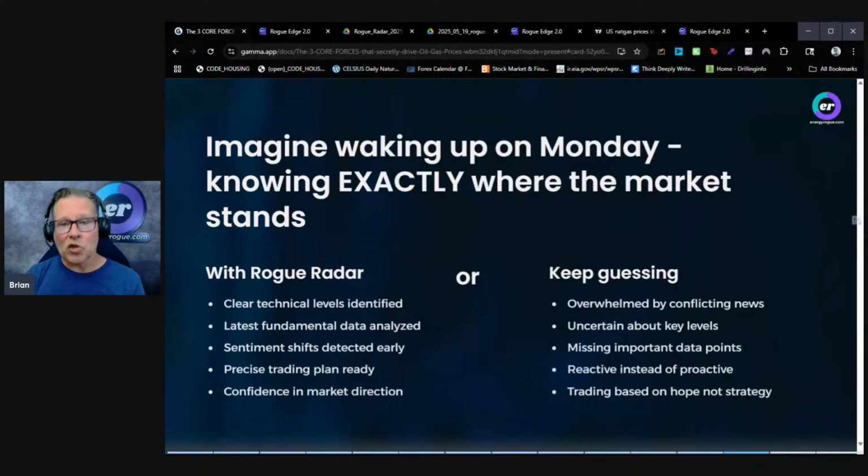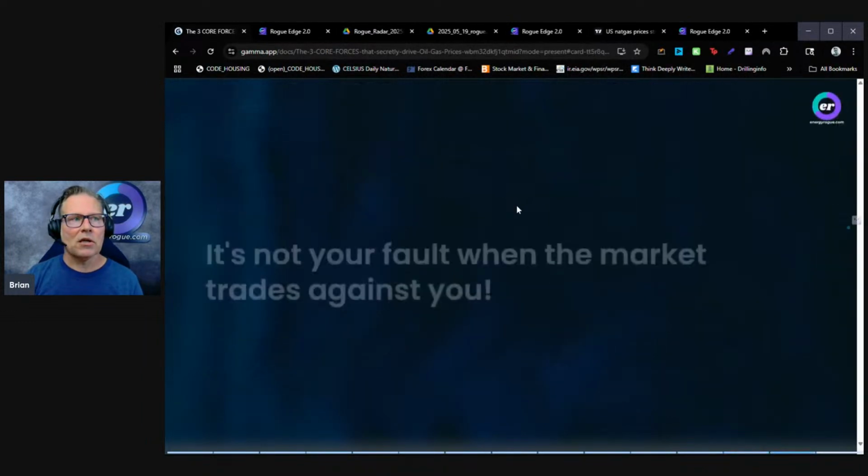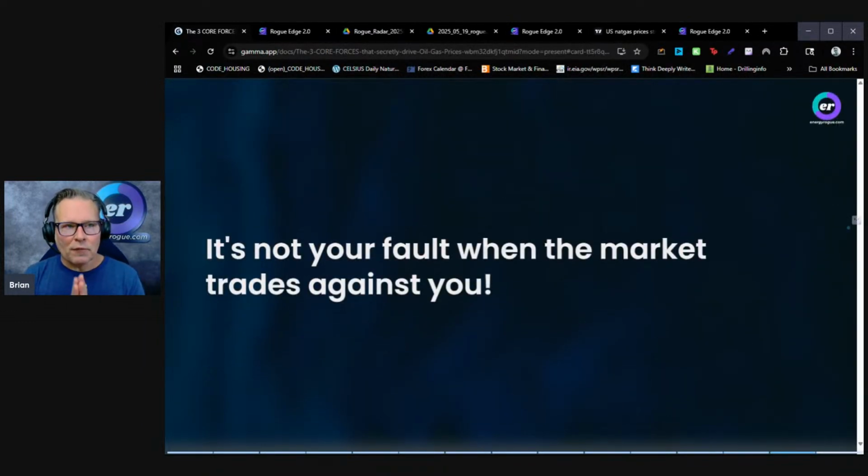direction. Or you can keep guessing, get overwhelmed by conflicting news, uncertain about key levels, missing important data points, reactive instead of proactive, and trading based on hope, not strategy. So it's not your fault when the market trades against you. It means that you don't have the right equipment.